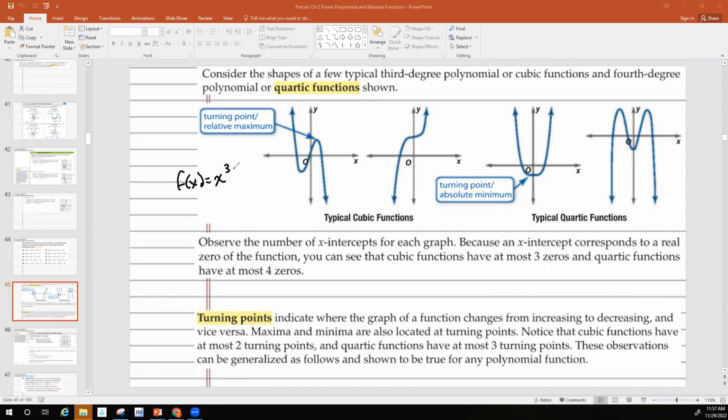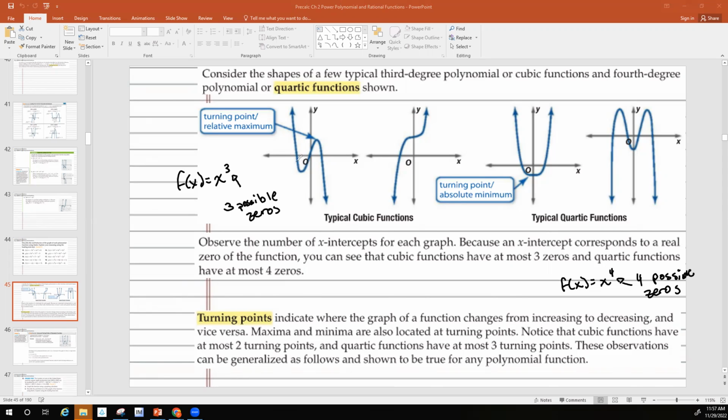So if you have that cubic function here, it's possible to have 3 possible zeros. And a quartic function, 4 possible zeros. So whatever that n is, whatever that exponent is. And then the turning points.